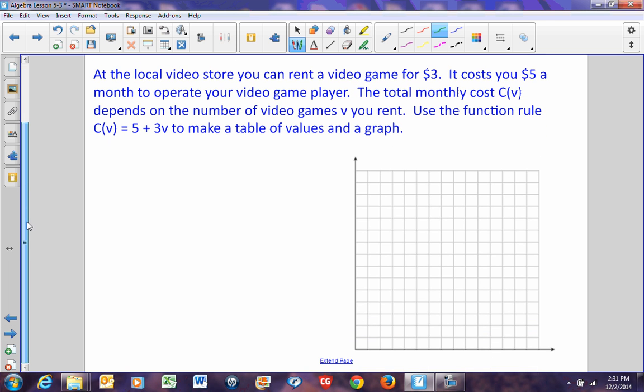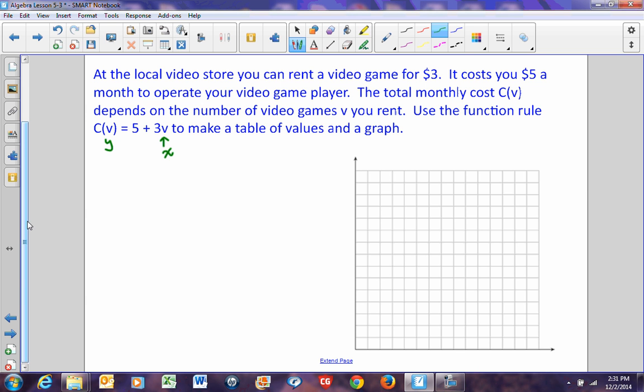For example, here's a problem. At the local video store, you can rent a video game for $3. It costs you $5 a month to operate your video game player. The total monthly cost, C of V, depends upon the number of video games V that you rent. Use the function rule C of V equals 5 plus 3V to make a table of values and graph. And remember, C of V is like saying Y, and the V is like saying X.